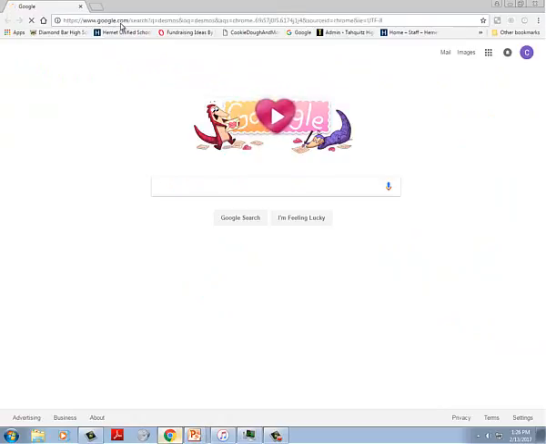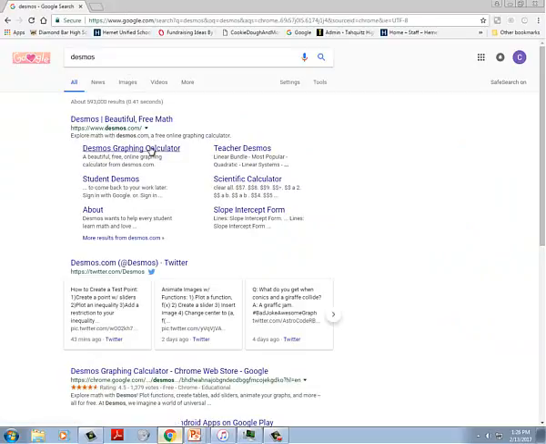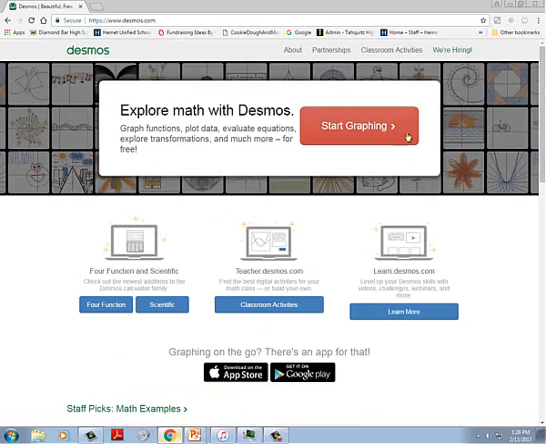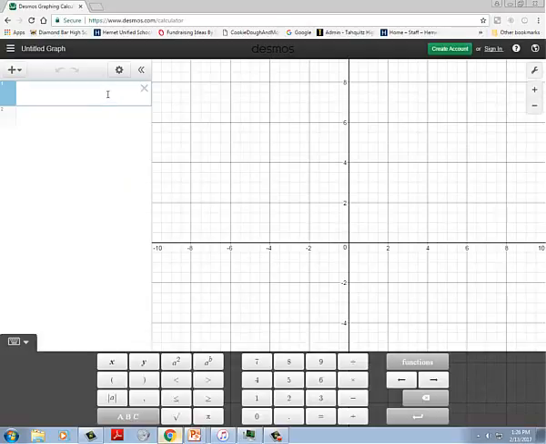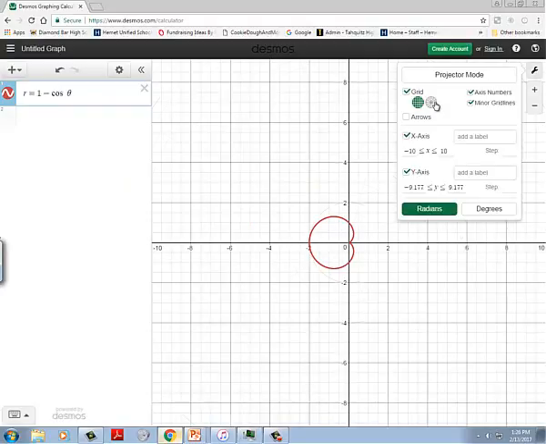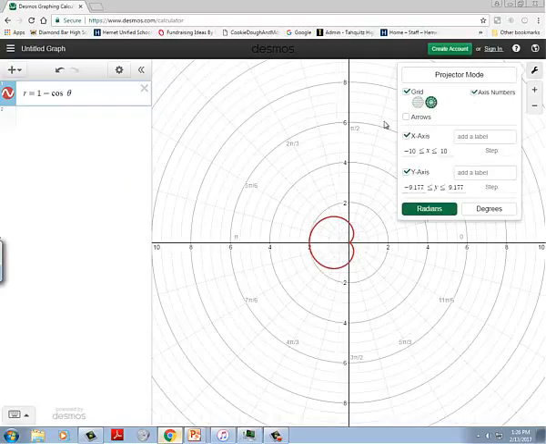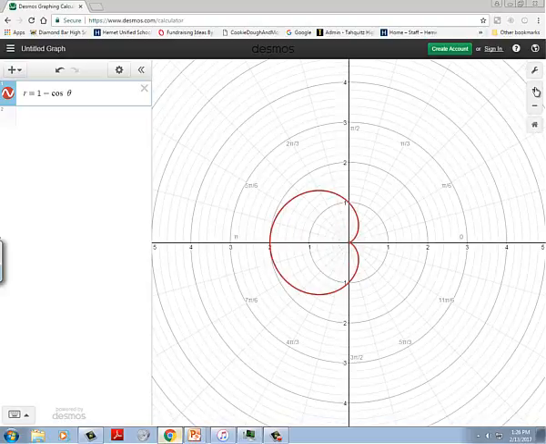Can't get it in there right. Make sure you do r equals 1 minus cosine theta, and then I want to put it onto the polar one. To do it onto the polar, you change your settings over here to the polar grid. Alright, I'm going to zoom a little bit.